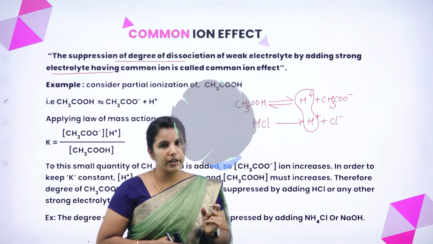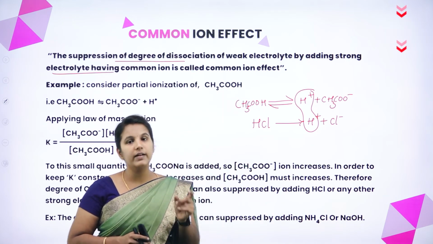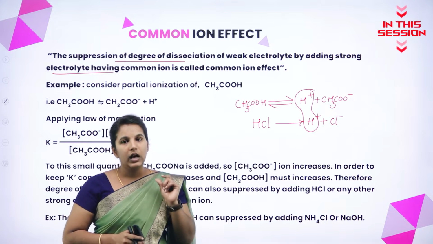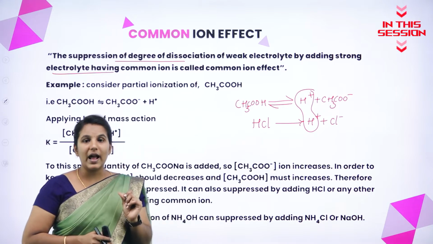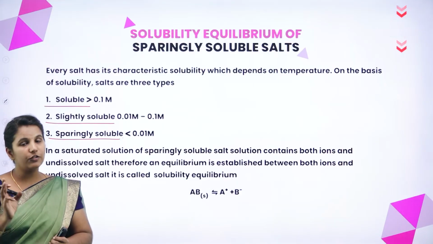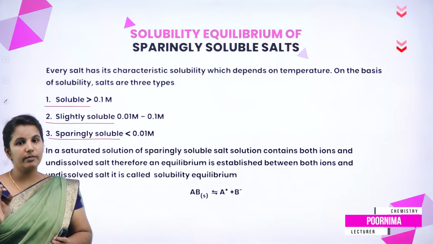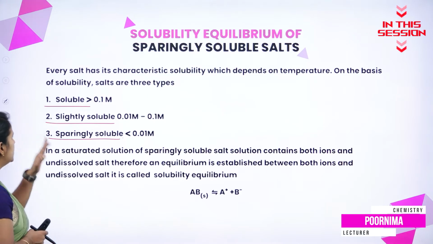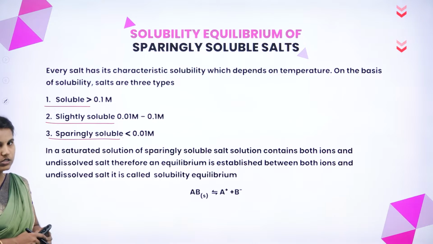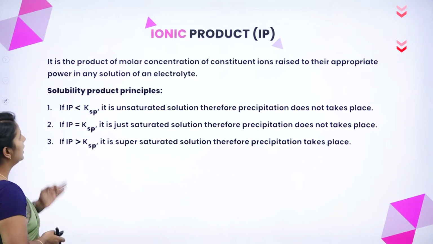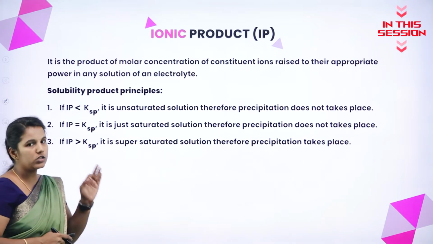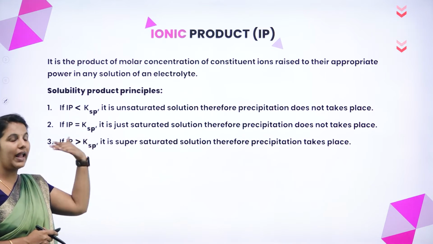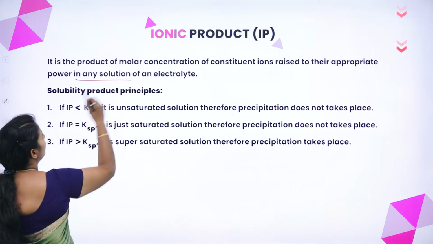So what is a common ion effect? It is a suppression of degree of dissociation of the weak electrolyte by adding a strong electrolyte which is having a common ion. The salts are of three types: soluble salts, sparingly soluble salts and slightly soluble salts. So what is ionic product? It is a product of molar concentration of constituent ions raised to their powers in a solution of an electrolyte.